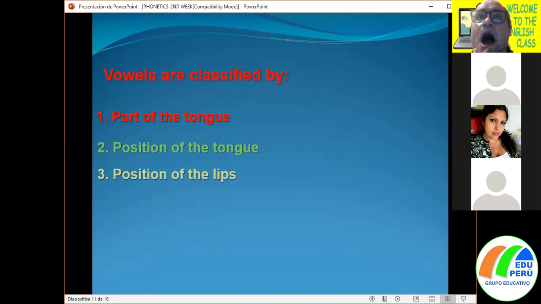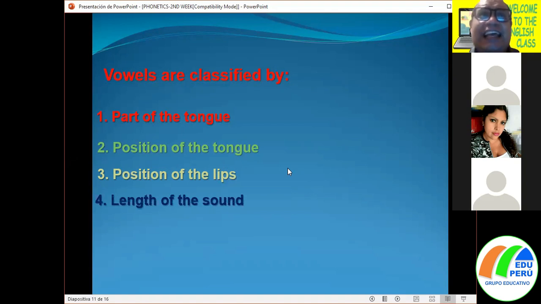If it is open, if it is closed, if it is rounded, or if it is mid-open, notice the shape or position of the lips. Remember, in other books you could find this as the shape of the lips, or the position of the lips. Position of the tongue, you could say it is also the height of the tongue, no? The height: where you're going to locate your tongue inside the vocal tract, inside the oral cavity.